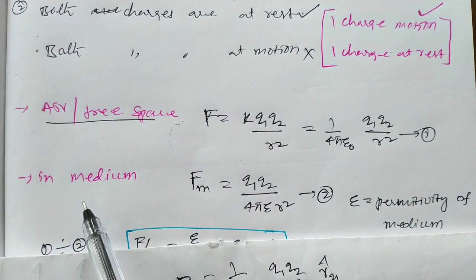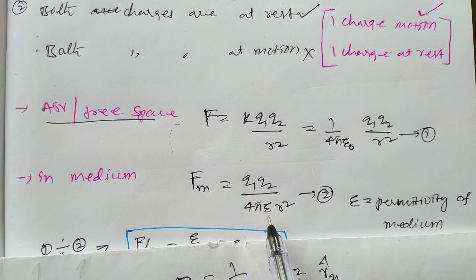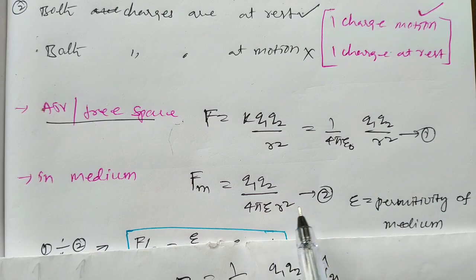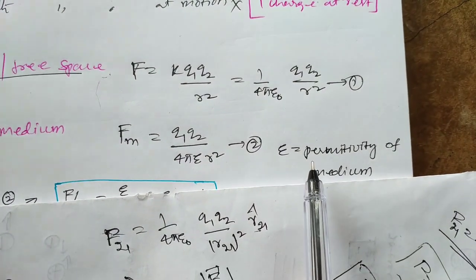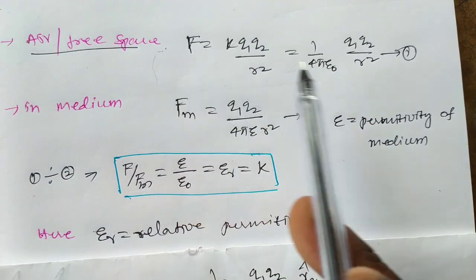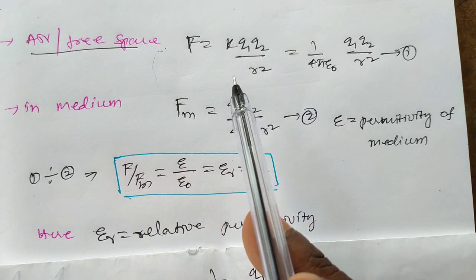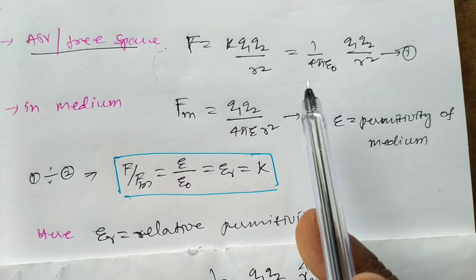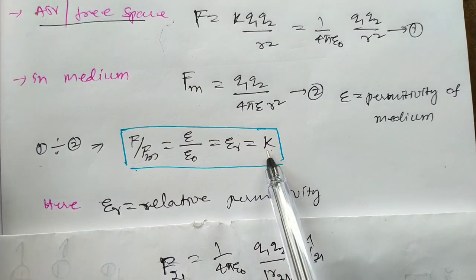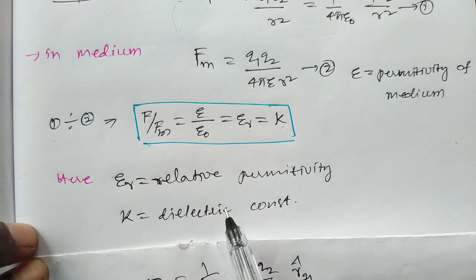Suppose in a medium, like water or glass, the force is Q1 Q2 by 4 pi epsilon R square, where epsilon is the permittivity of the medium. The ratio of force in free space to force in the medium: K cancels, R square cancels, leaving epsilon by epsilon naught, which is epsilon R, equal to K. K is the dielectric constant and epsilon R is the relative permittivity of the medium.